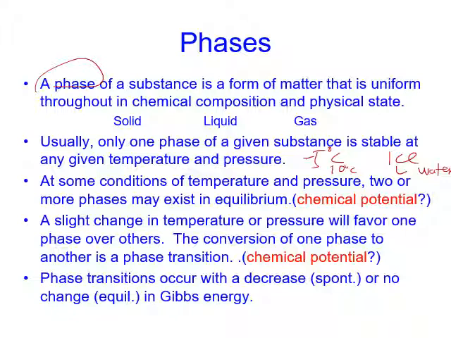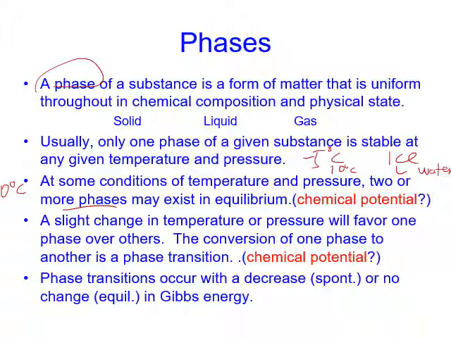At some conditions of temperature and pressure, 2 or more phases may exist in equilibrium. For example, at 0 Celsius, liquid and ice can exist at the same time. They are in equilibrium. At 100 degrees, steam and liquid water coexist. They are in equilibrium. A slight change in temperature or pressure will favor one phase over the other. The conversion of one phase to another is a phase transition.